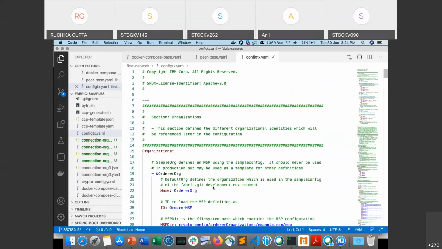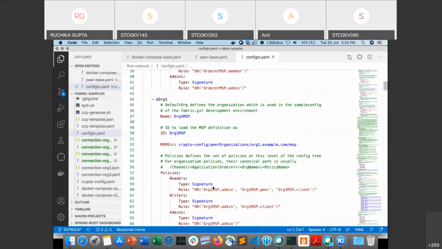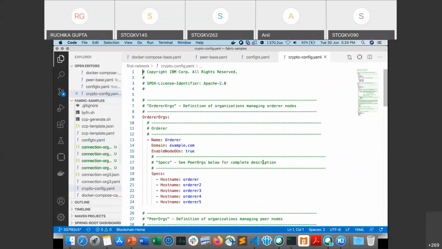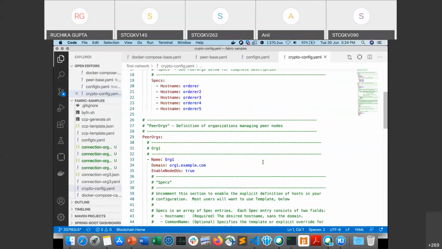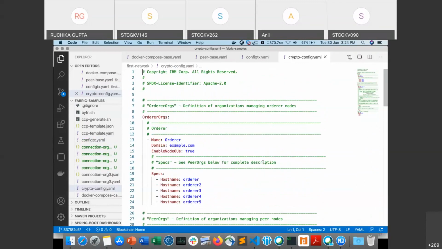Whenever you define a network, you always go through this configtx where you define your entire thing, and then you define your certificates, the different names, and what would be the roles you would define here. So these are the two key files you use to define your network. And these are the files which would undergo a change.